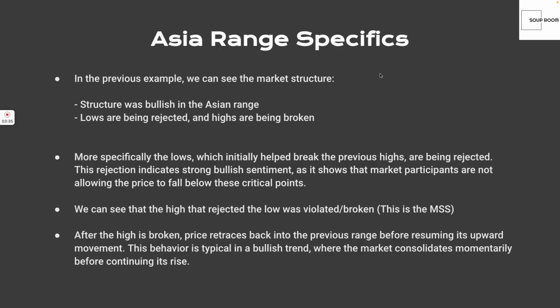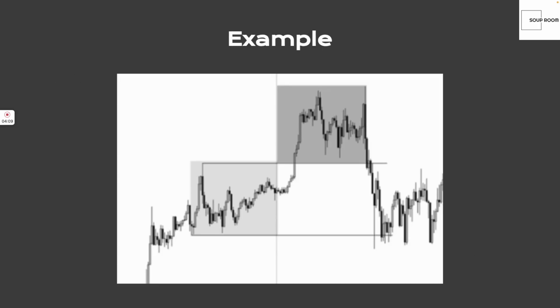Let's get more specific. The lows which initially helped break the previous highs are being rejected. This rejection indicates strong bullish sentiment, as it basically shows that market participants are not allowing the price to fall below these critical points. We can see that the high that rejected the low was violated, also known as broken. This is the market structure shift. Right here.